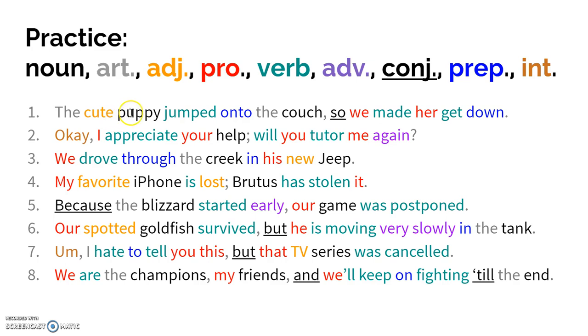Here's number 1. The cute puppy jumped onto the couch, so we made her get down. Which puppy? The cute one. What did she do? She jumped. Where did she jump? Onto the couch. Here's a prepositional phrase. So, conjunction. What did we do? We made her get down.